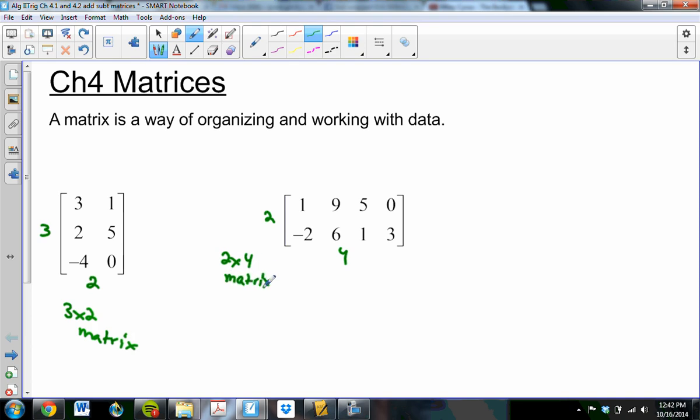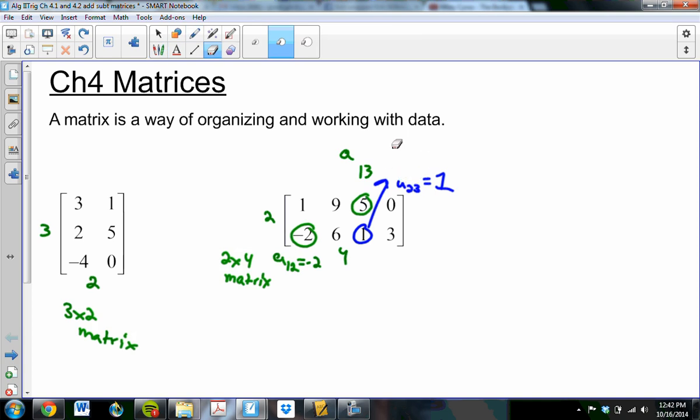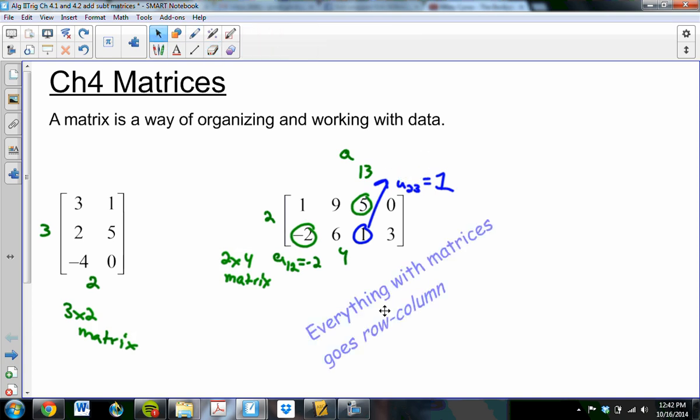We can find the individual spots of the matrix, which are called cells. So this right here is the first row, third column. That's called A sub 1,3, row 1, column 3. And this is the second row, first column. We want to grab this one right here. Sorry, 2,3. A sub 2,3 is 1. That's how we can tell which cell we're dealing with. As I said before, everything with matrices goes row then column, row then column.